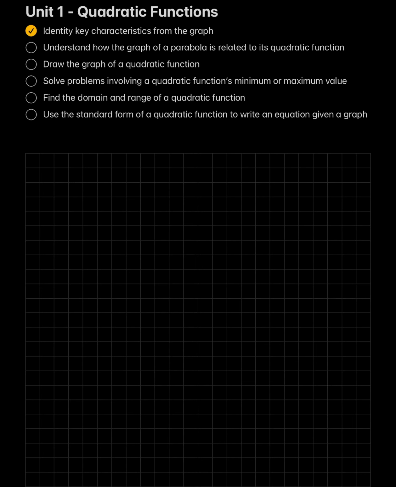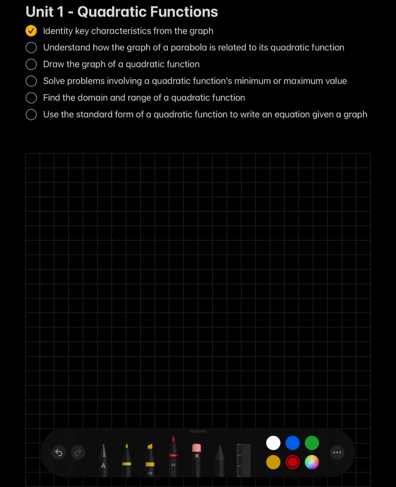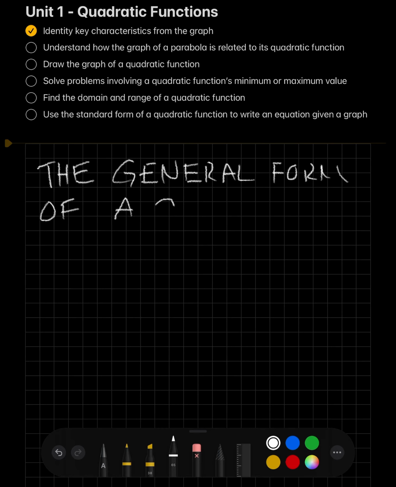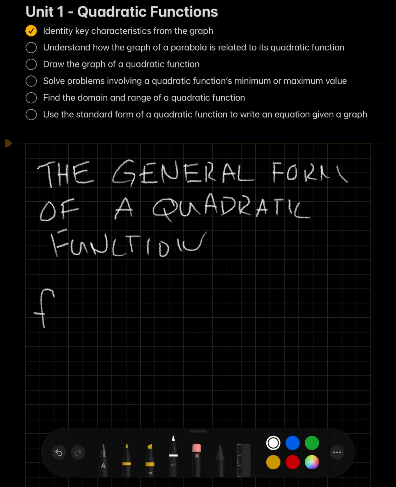So our second item that I want us to be able to accomplish is to understand how the graph of a parabola is related to its quadratic function. How are they related? So first of all, we need to remember what the quadratic function is. So what I'm going to show you is something called the general form of a quadratic function. And it looks like this. So let's see, f of x is equal to ax squared plus bx plus c.